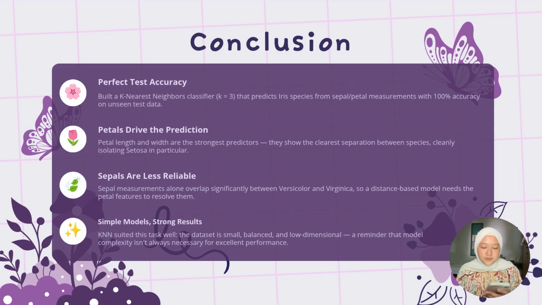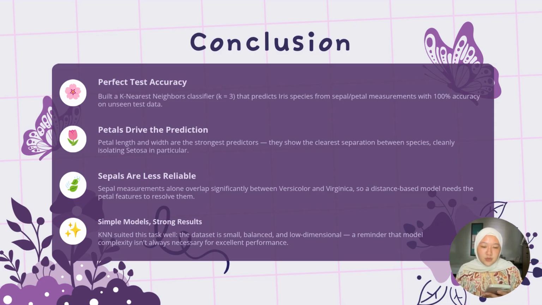two species. And finally, this shows that simple models can produce strong results. KNN suited this task well because the dataset is small, balanced, and low dimensional, a good reminder that model complexity isn't always necessary for excellent performance.